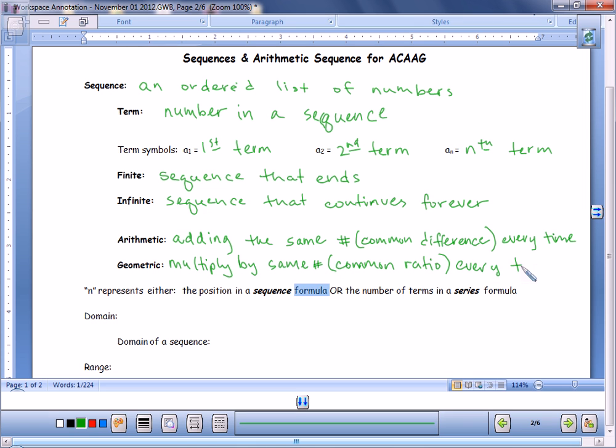Okay. Now, why in the world they stick sequences in right here? I don't know. Think about it. Take a moment.